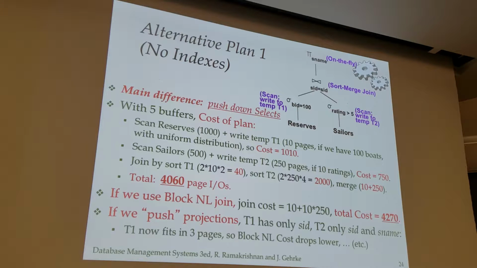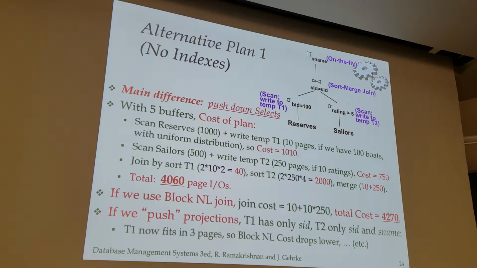And there is a general principle, and I'm going to violate that on a slide that we're going to get to soon, but the general principle is to try to push down predicates as far as you can inside the tree so that you don't look at irrelevant stuff. So here's the way it works. Suppose that we just have 5 buffers. Then the cost of the plan would be, well, here's what we're going to do.